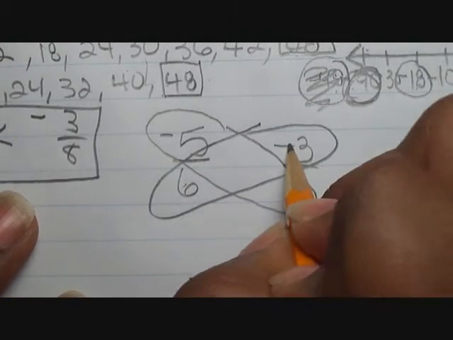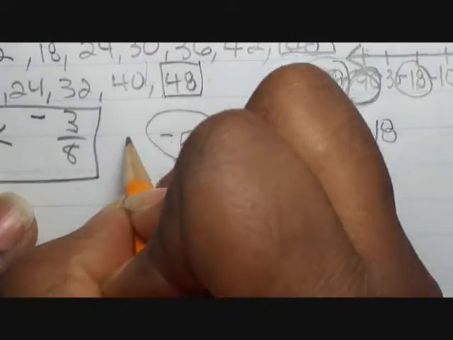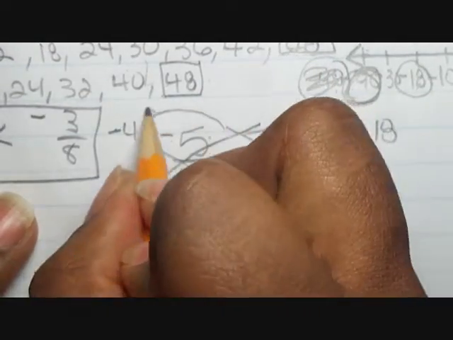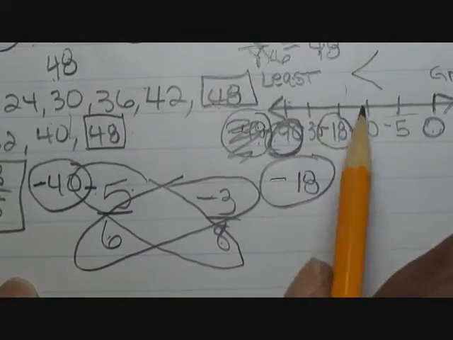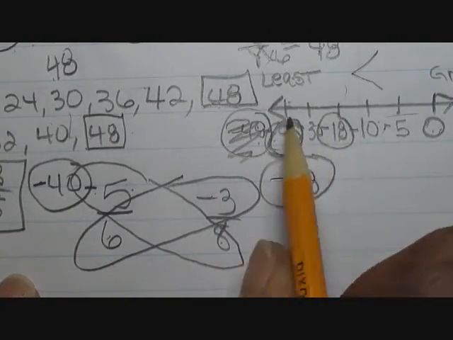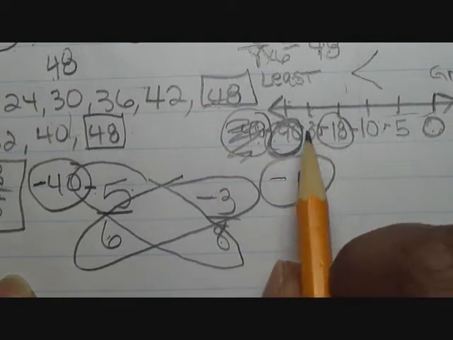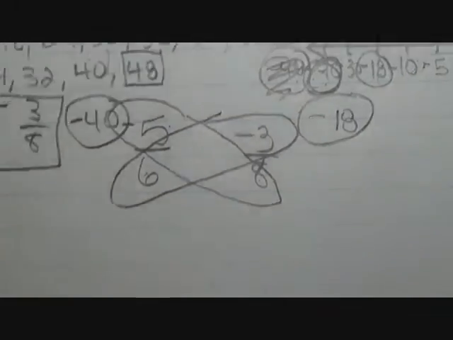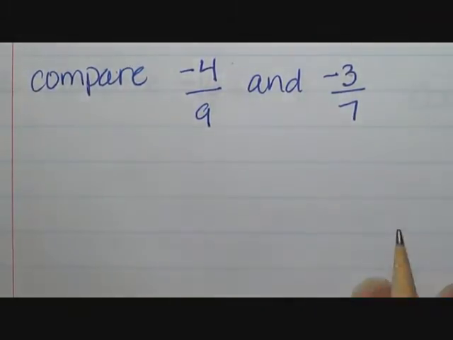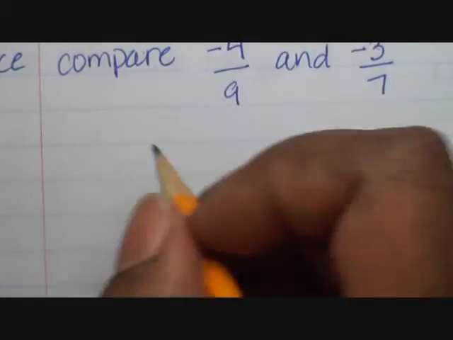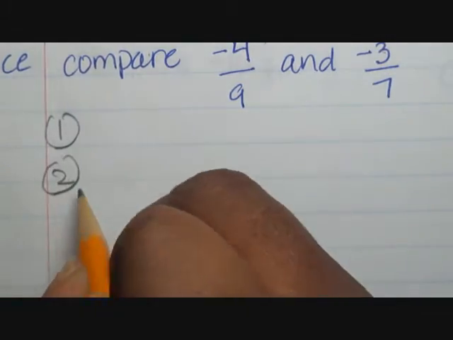So 6 times negative 3 is negative 18. 8 times negative 5 is negative 40. And now I'm right back to comparing whole numbers, which I can use the number line for. Or if I have a picture of the number line in my head, I don't always necessarily need to draw it out. However, in the example that you do, I want you to compare these two fractions, and I want you to show me how you can use each strategy that I used above.